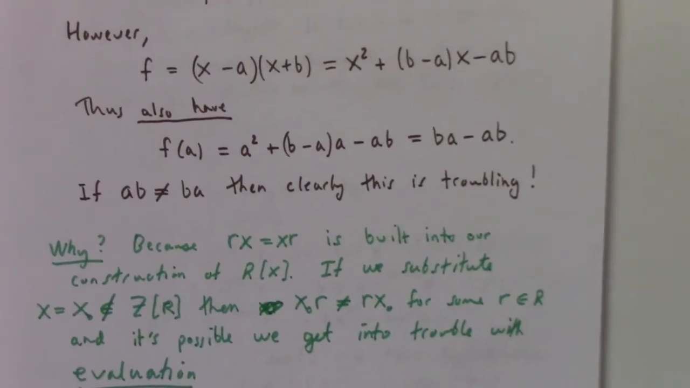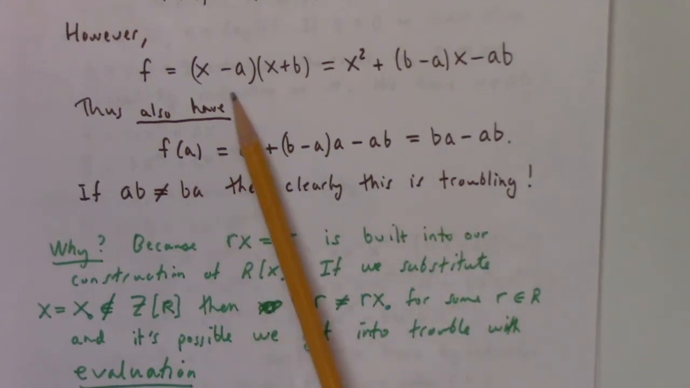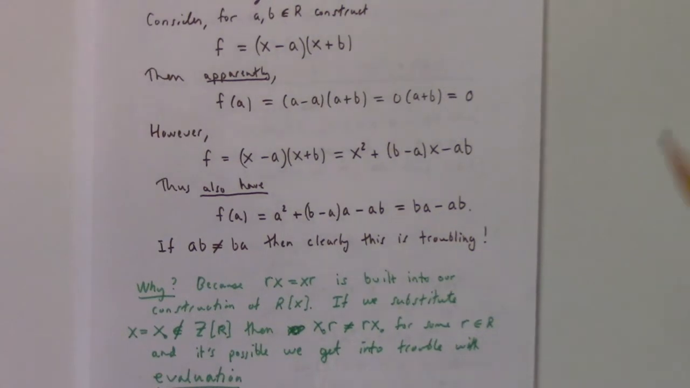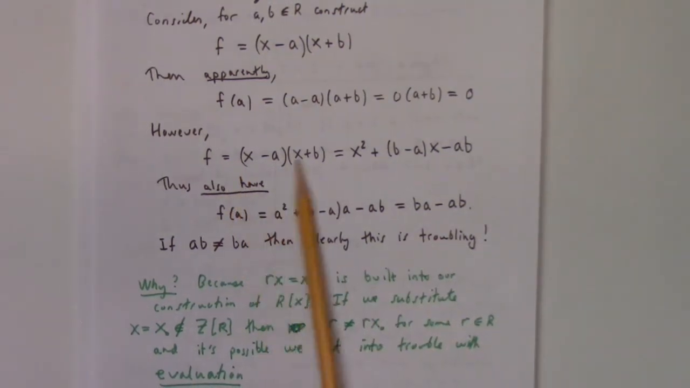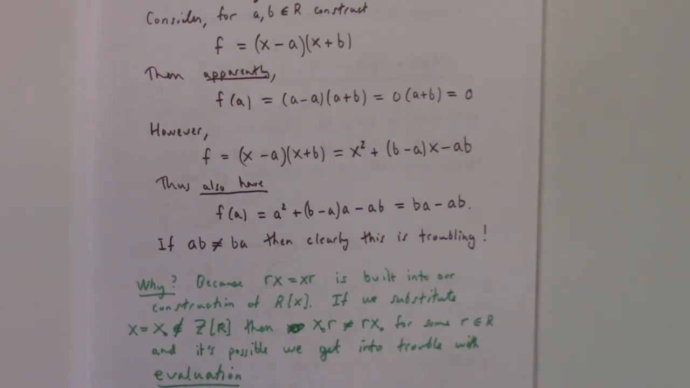I'm sorry, I keep talking off the screen. f of a is this. After we multiply out, maybe I should zoom out a little bit, and plug in a, we get not 0. We can't have 0 and not 0. The reason this failed for us is that the fact that x commutes with r is built into our construction of polynomials. But if we substitute in x naught, which is not in the center, then of course x naught r is not equal to r x naught for some r, and so it's possible we're going to get into trouble with the evaluation.